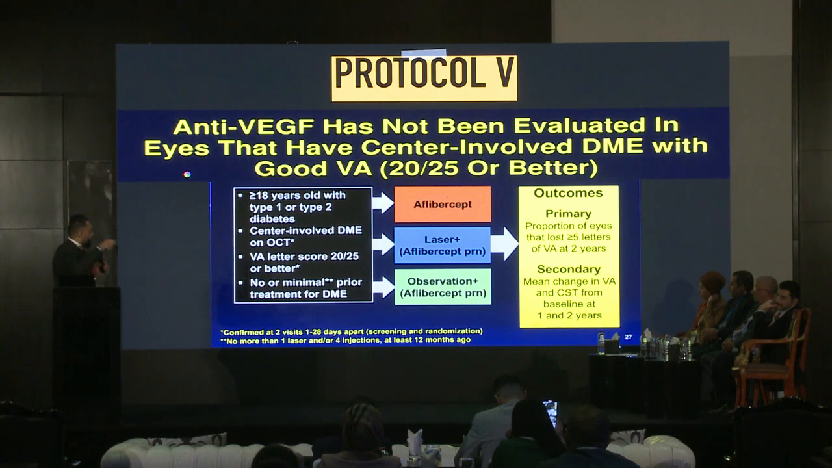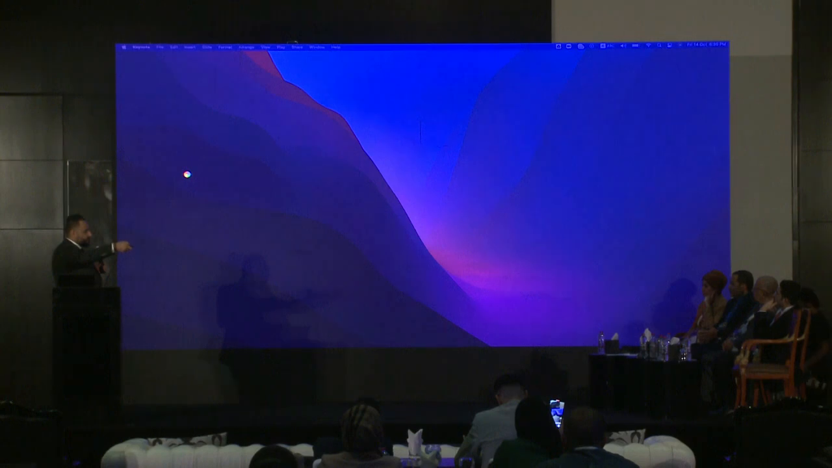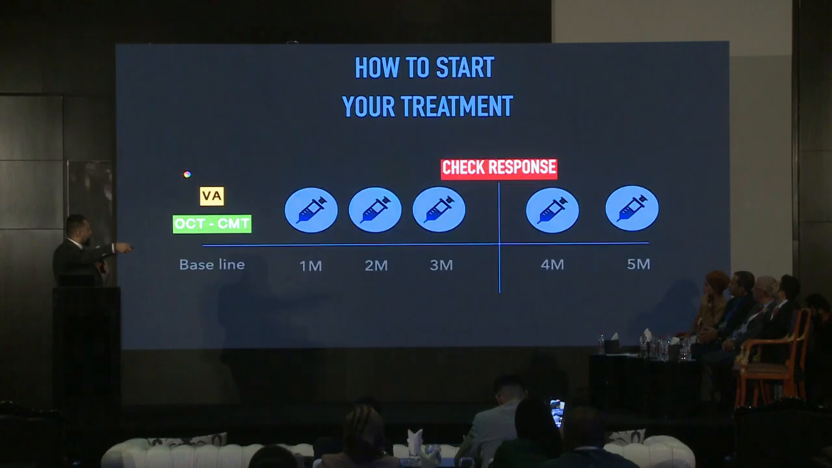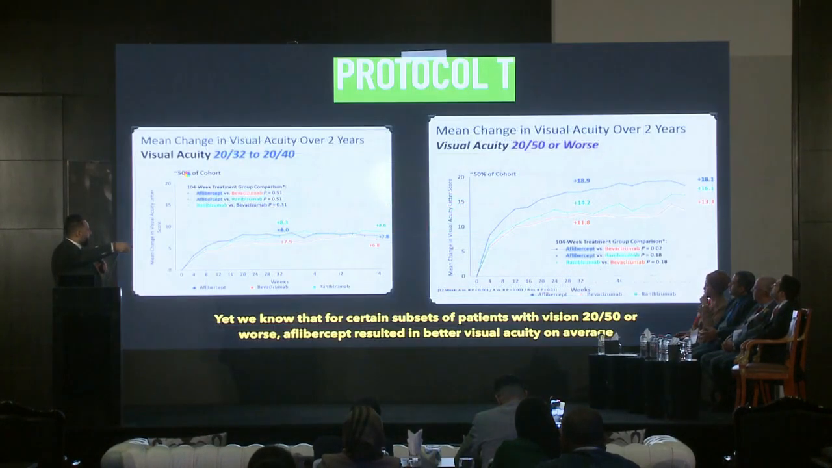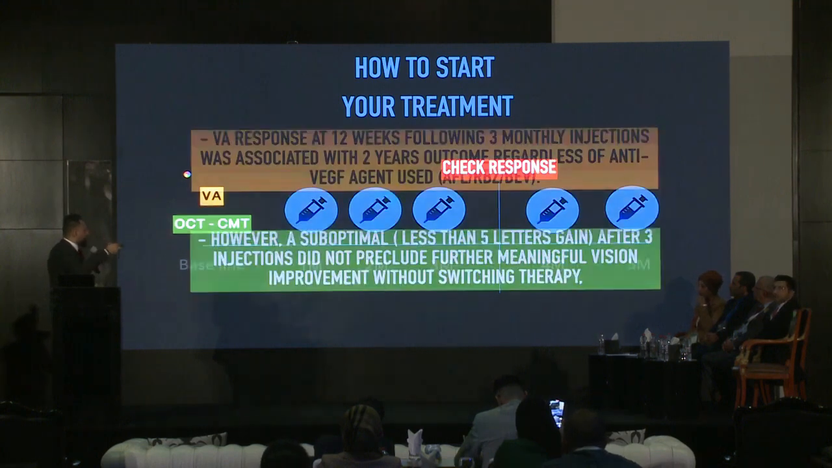This is protocol V. They compared the results of these three options. Next. In protocol T, they assessed the results of comparing the anti-VEGFs, aflibercept, Lucentis, and Avastin, in cases where the vision at presentation was worse, like 20/50 or worse. And they found that aflibercept has a good result to start with. So how to start? Usually take the visual acuity and OCT, give 3 injections, and then check the response.